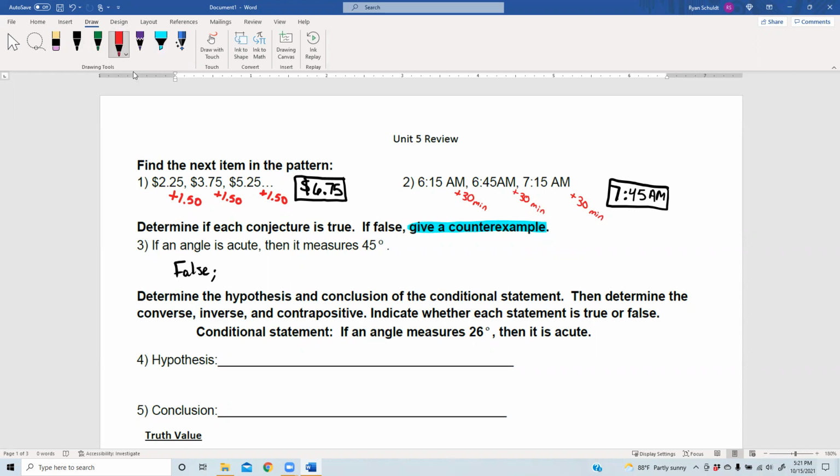Now, what does acute mean? Acute means that it's between 0 degrees and 90 degrees. So I can pick any angle between 0 and 90. I like the angle about 77 degrees. That's my counterexample. 77 degrees is acute also.